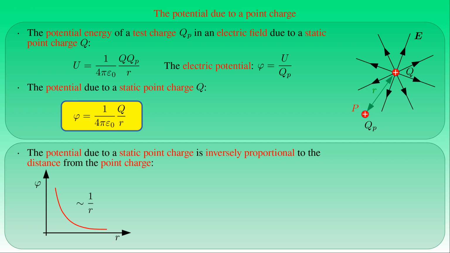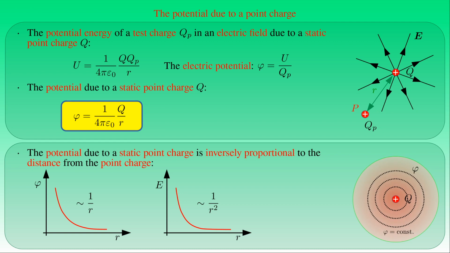In the case of the electric field strength E due to a point charge, we saw that the magnitude of E is inversely proportional to the square of the distance from the point charge. As a result, it drops off faster than the potential as we approach infinity. Because of spherical symmetry, the potential, similarly to the magnitude of the electric field strength, is constant over the spheres with the center at the point charge producing the field. Therefore, these spheres are called equipotential surfaces of the electric field.